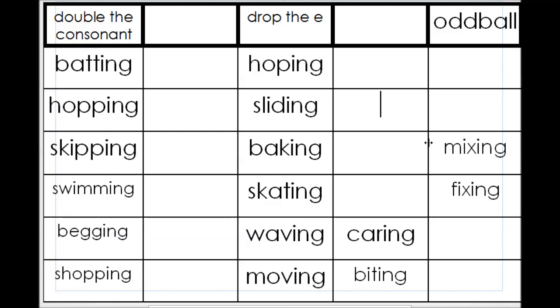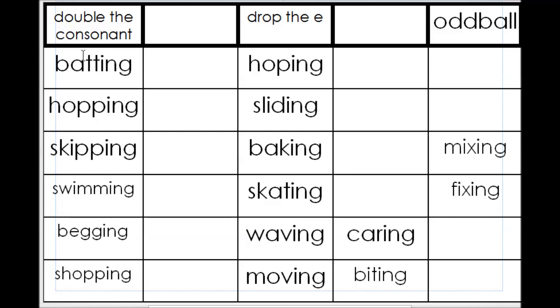So think about those rules. Remember, ing means you could have past, present, or future tense, but that means you need that helping verb to understand what tense. Was hoping, is hoping, going to hope, so will hope. And oddballs means they don't follow the rules.